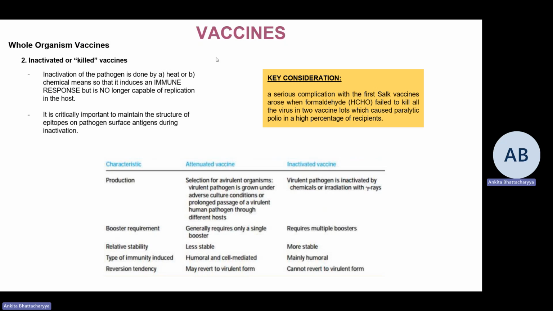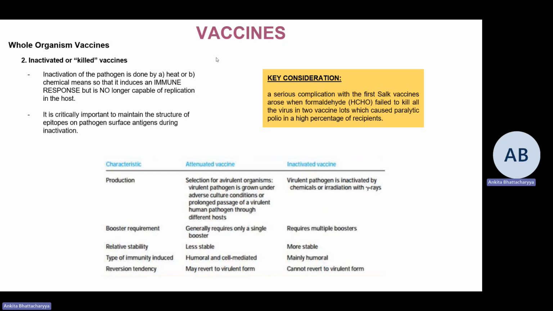So here you can see a comparison between attenuated and inactivated vaccines with respect to certain characteristic features. The first being production. For attenuated vaccines, there is selection for avirulent organisms. The virulent pathogen is grown under adverse culture conditions, or through prolonged passage of a virulent human pathogen through different hosts, like you saw for the polio vaccine. In comparison, for inactivated vaccines, the virulent pathogen is inactivated either by heat or chemicals or by irradiating with gamma rays, so that it is now altered or mutated and can no longer cause disease.